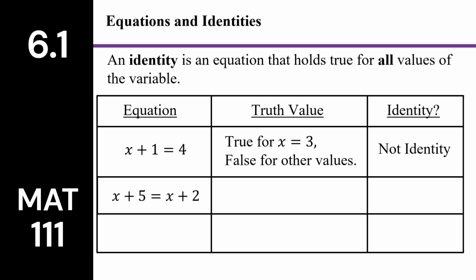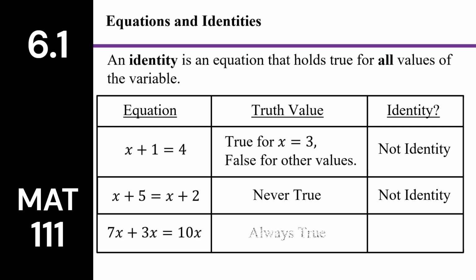x plus 5 equals x plus 2. Well, that's never true, so that's certainly not an identity. Notice that if we were to subtract x from both sides, we would get 5 equals 2. That's never true. 7x plus 3x equals 10x. That's always true, so that is an identity.